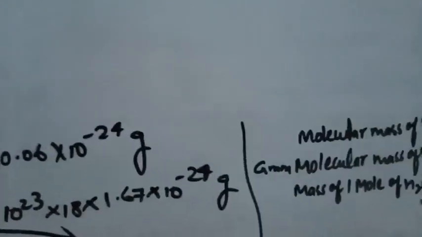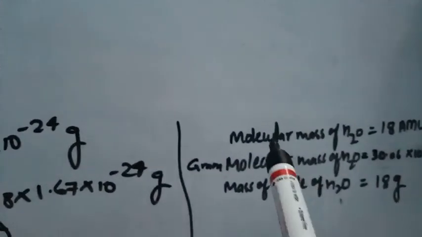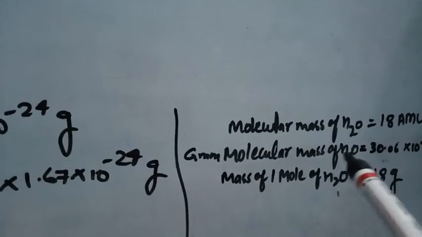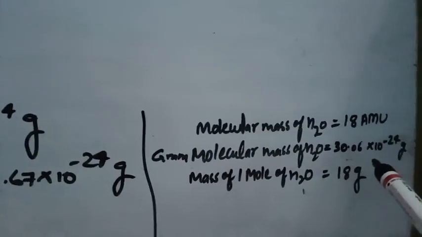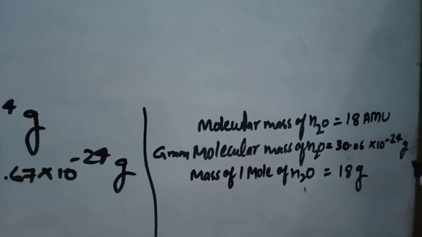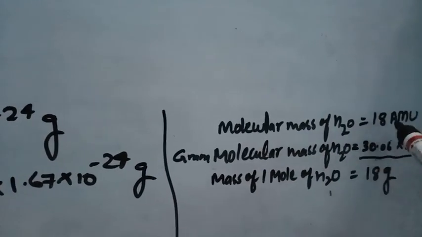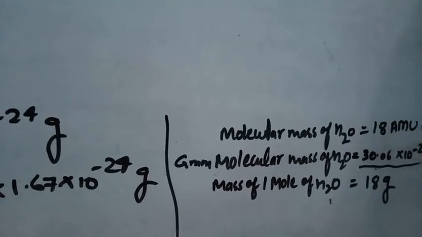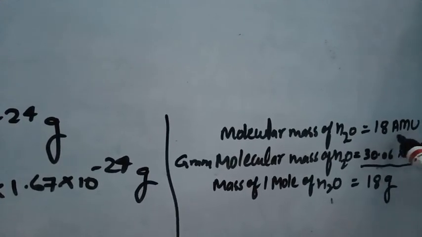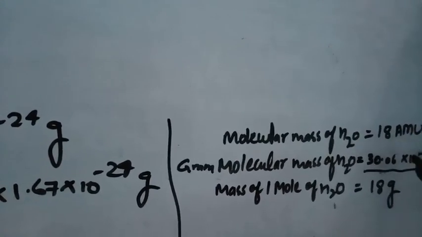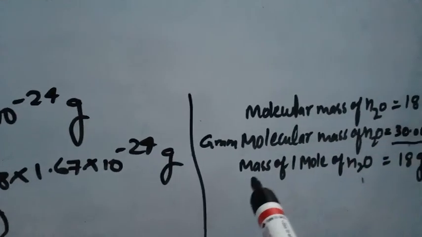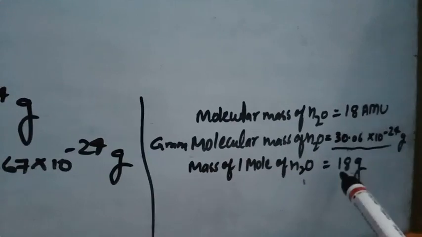Finally, I have written here as aggregate, we got the molecular mass of water as 18 AMU, and the gram molecular mass of water we got as 30.06 into 10 to the power minus 24 gram. How have we got this? We have converted 18 AMU into grams by replacing AMU with gram, multiplying by 1.67 into 10 to the power minus 24, and we have got this. And the mass of 1 mole of water we are getting is 18 grams.